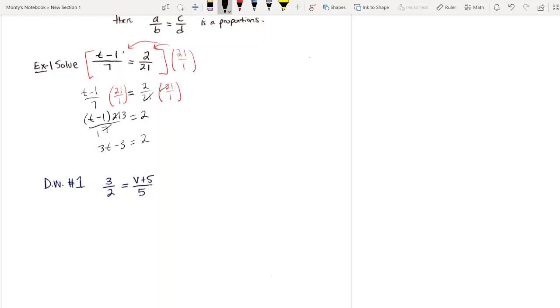So now we can solve this. Just for a little more space, let's go up here. Now we can add 3 on both sides. We get 5. So dividing by 3, we get that t is equal to 5/3. And so there is how we solve a proportion.